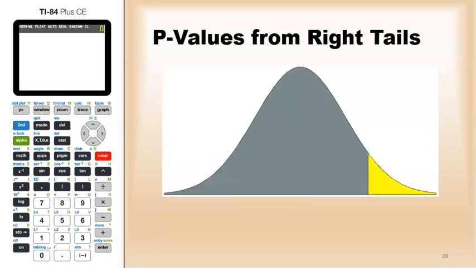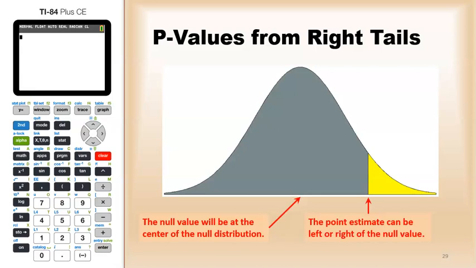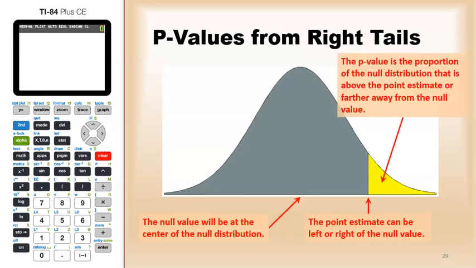Now, if we're finding p-values from right tails, so this would be a situation where the alternative is the parameter is greater than whatever the null value is, it's pretty much the same. Again, the null value is always in the middle. We locate where the point estimate is. In this case, the point estimate is going to be larger than the null value. And then everything above it and away from the center is the p-value. That proportion is the p-value. So the p-value is the proportion of this null distribution that is above the point estimate or farther away from the null value.